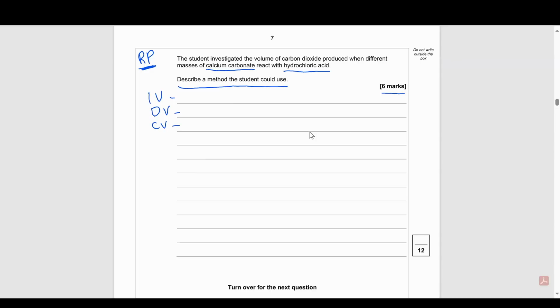So it said different masses of calcium carbonate. So remember, our independent variable means change, so that is what it should be. It should be the mass of calcium carbonate. What do we want to measure in this experiment now? The student investigated the volume of carbon dioxide produced. So volume of carbon dioxide produced will be our dependent variable.